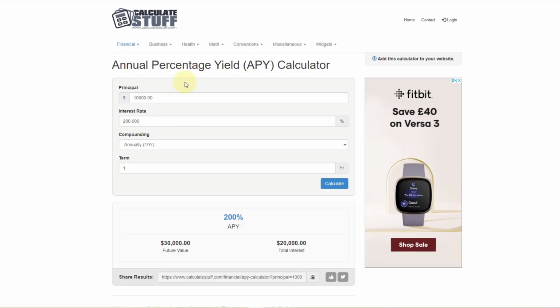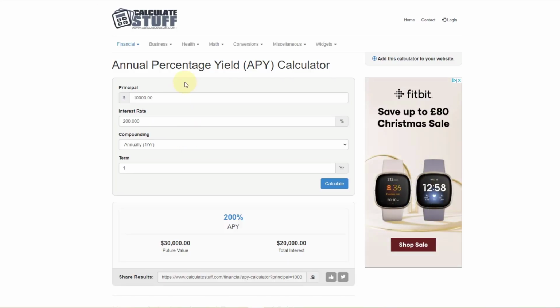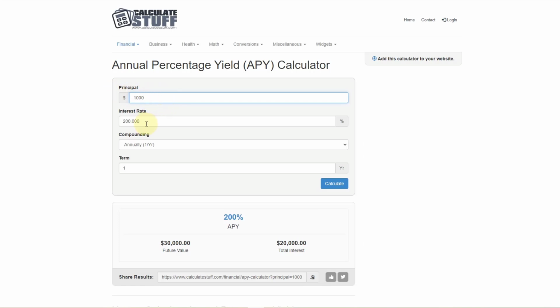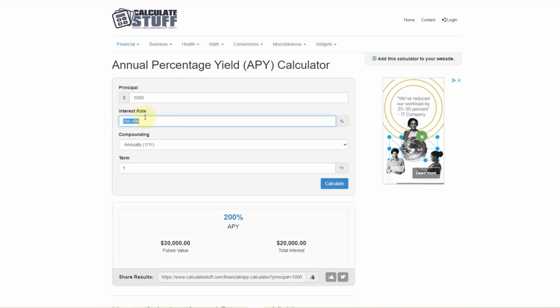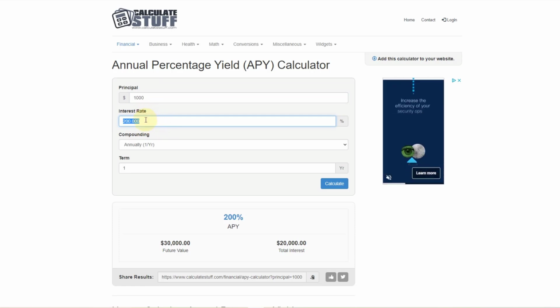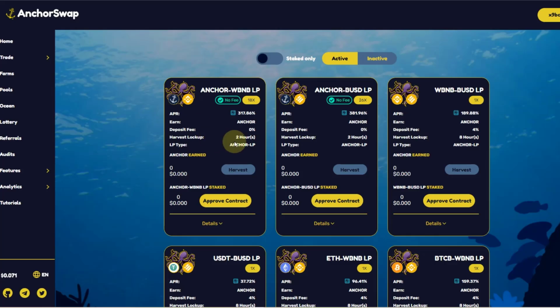So let's take a look at an APY calculator, just to give you an idea what it might mean. Let's just say I invest $1,000 in NIOB. Let's say the interest rate, and that is the APR, will be 200%, which is, to be honest, fairly low. We've already seen here on Anchor Swap over 300%. And as I said, initially it will be even higher on NIOB.